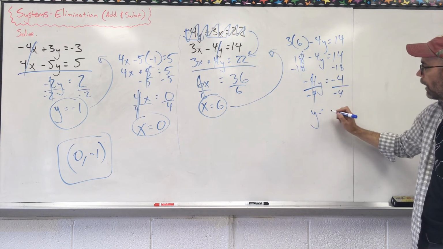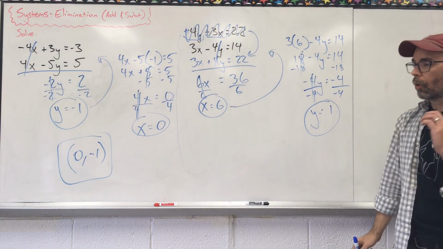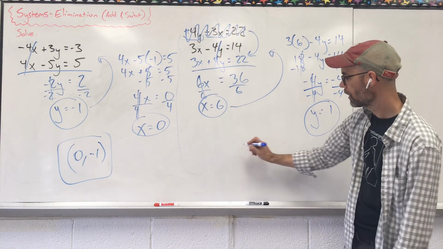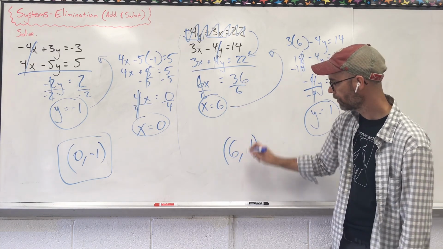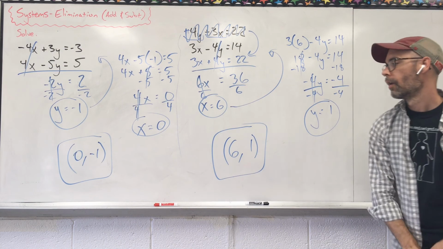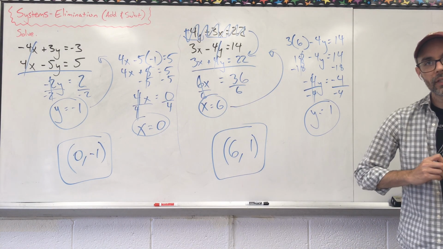Negative negative is a positive. 4 over 4 gives you 1. Y equals 1. We don't want to leave it like that. Go for the coordinate as an answer. 6 comma 1. Parentheses on the outside. There's your answer. And that's solving a system of equations using elimination.